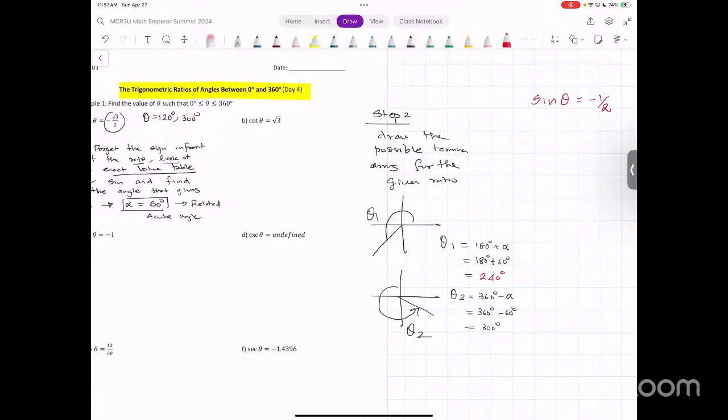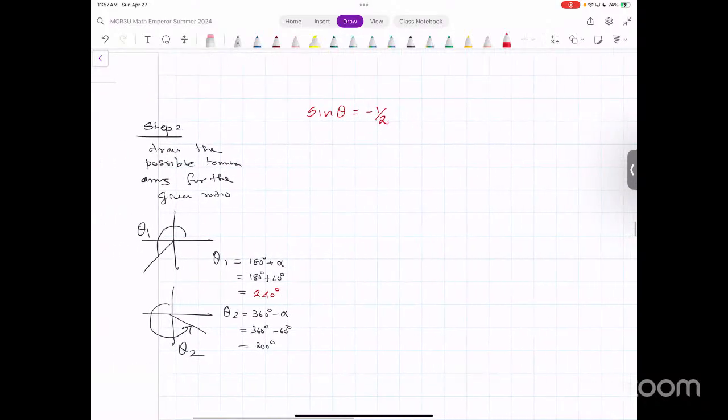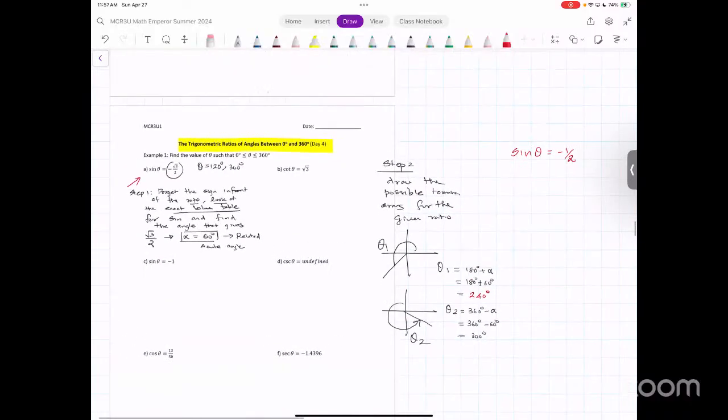All right. So can you guys do sine of theta as -1/2? Just follow all the steps I show you. I'll keep the steps here. Forget the sign. Look at the table. That is your alpha. Draw the diagram. Where does it terminate? And find the angle.